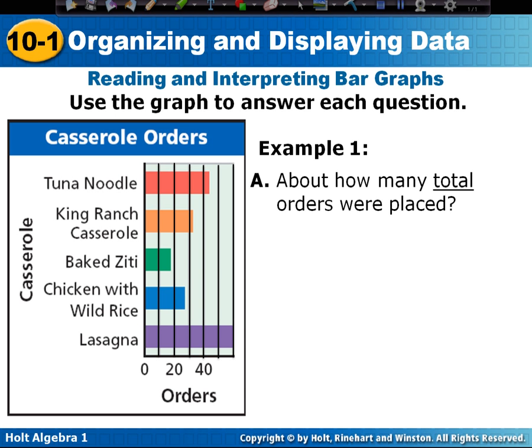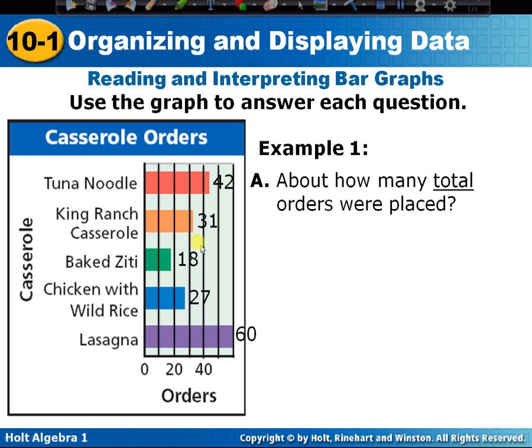I'm going to have to approximate how many of each and then add them up to get my total. So for tuna noodle, there's 42. King Ranch, 31. Baked ziti, 18. Chicken with broiled rice, 27. And lasagna is going to be 60. I just approximated these by looking down and saying, okay, about where that's falling. It's between the 40 and the 50, but much closer to the 40. Same thing here with the 31.